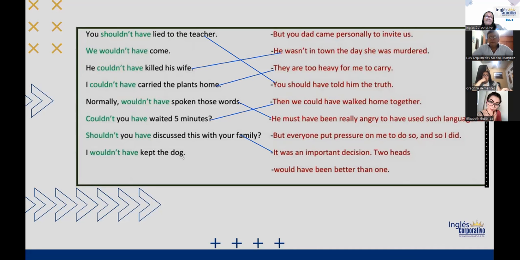But everyone put pressure. Exactly. Everybody was like, keep it, stay with it, poor dog. So I wouldn't have kept it. Yeah, that happens to me actually. Okay. Well, someone put pressure on me to do it, so I did. Now I have a dog. Okay, so we wouldn't have come.